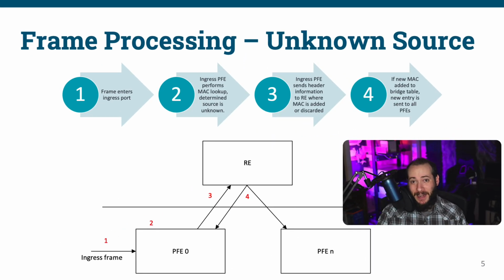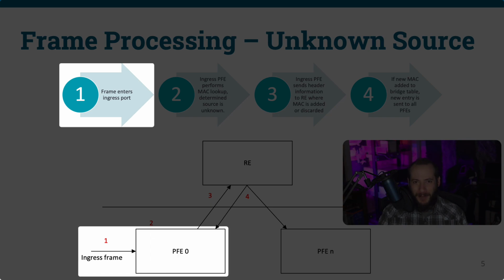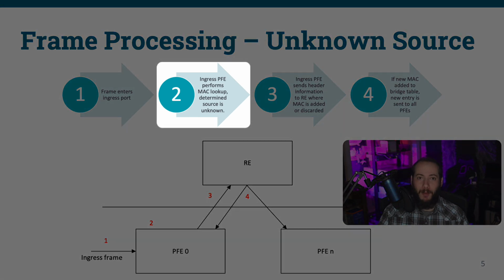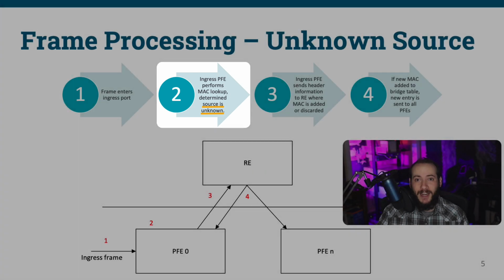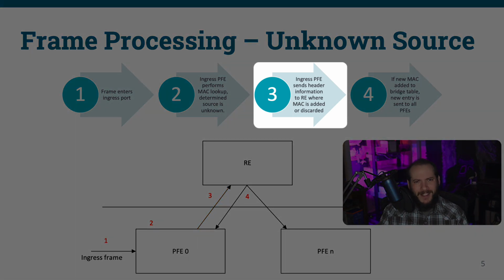The first step in our workflow is to receive the frame, ingress, on a port on the PFE. The ingress PFE then performs a MAC lookup on the source MAC address and finds out that this source MAC address is not yet known. There is not an entry in the bridging table for this MAC yet. The ingress PFE sends the header information to the RE, where the MAC is added to the bridging table if it is able to within the parameters of any Layer 2 security protocols like MAC limiting.